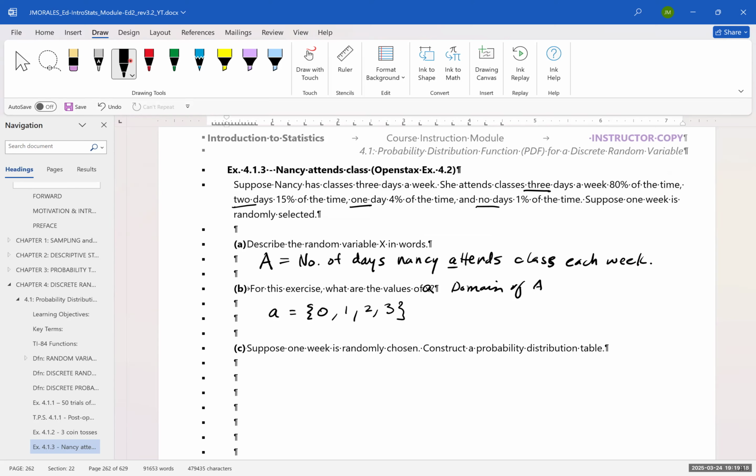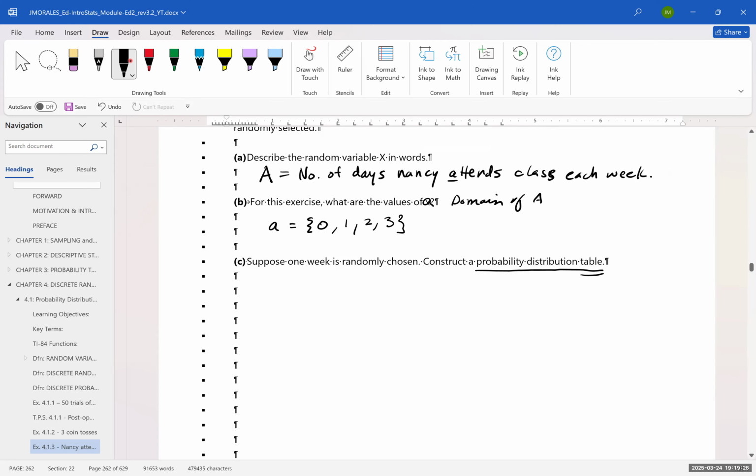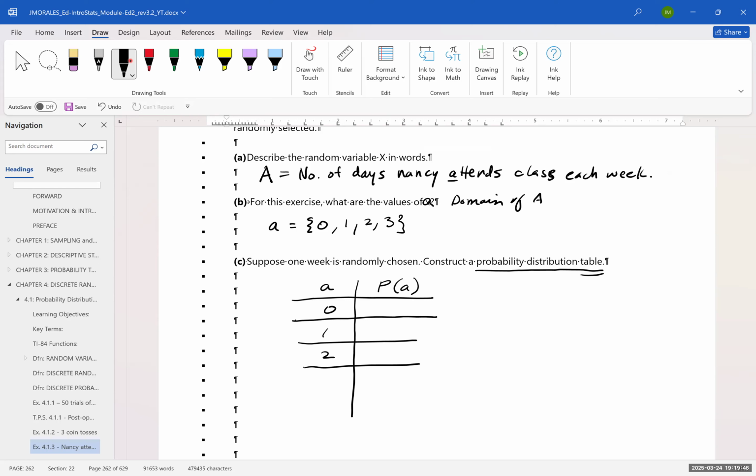Now, suppose 1 week is randomly chosen. Construct a probability distribution table. This probability distribution table is going to have 2 columns. One column for our domain values, and the other column for the probability of each one of those domain values. So we have 0, 1, 2, and 3.